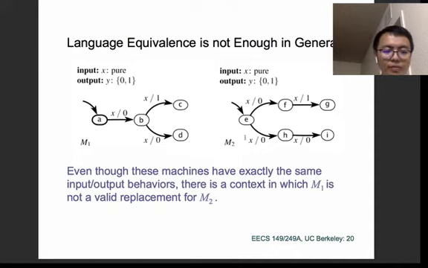About the M2, when X is first present as the input, it will produce 0 as the output. But in the subsequent reaction, when X is present, what it will produce depends on which of these two states it is in. The language of this machine will be the same, right? From the language perspective, these two machines are identical. Why do we say that they may be observably different?